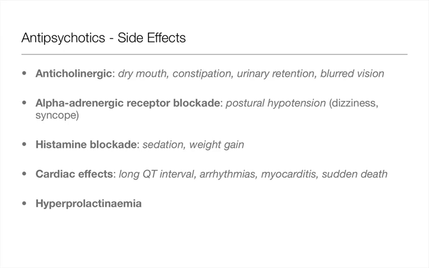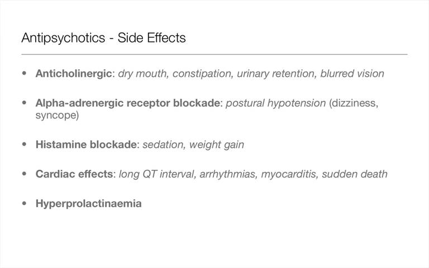Okay, so there are lots of side effects in antipsychotics. But again, as we said, they're all different according to the different antipsychotics. And so it's important that when you prescribe these drugs, you look up all the different side effects. But we'll just discuss the general ones for both typical and atypical antipsychotics. So there's anticholinergic ones, which include dry mouth, constipation, urinary retention, and blurred vision. There's alpha-adrenergic receptor blockade, leading to postural hypotension, which leads to dizziness and syncope. There's histaminergic receptor blockade, which leads to sedation and weight gain. They can also cause cardiac effects, including prolongation of the QT interval and arrhythmias, which can lead to sudden death.